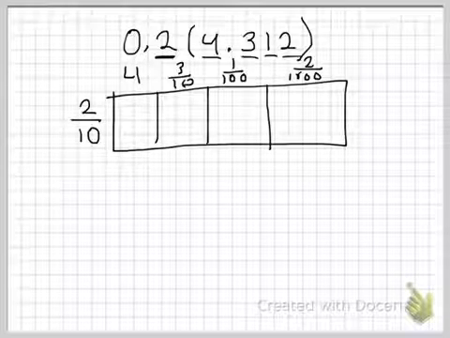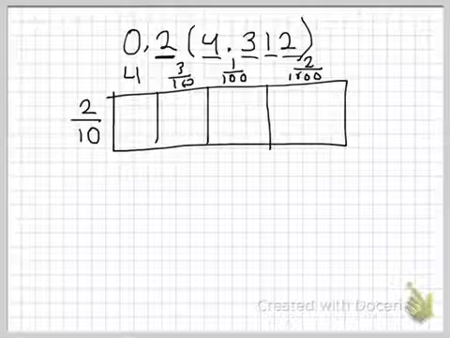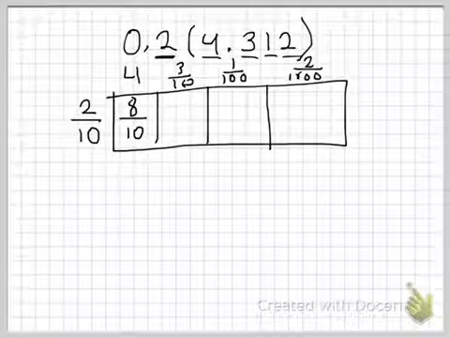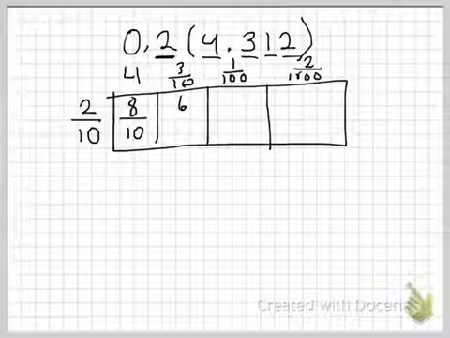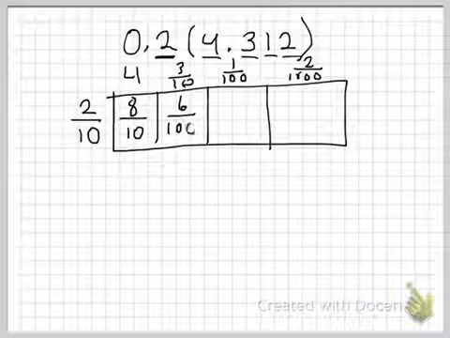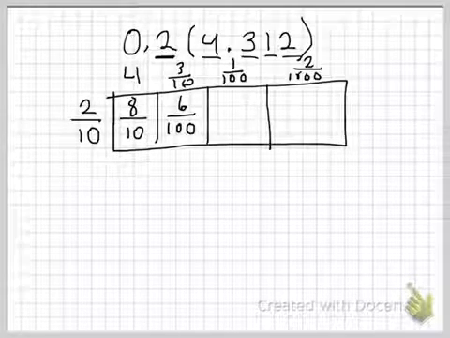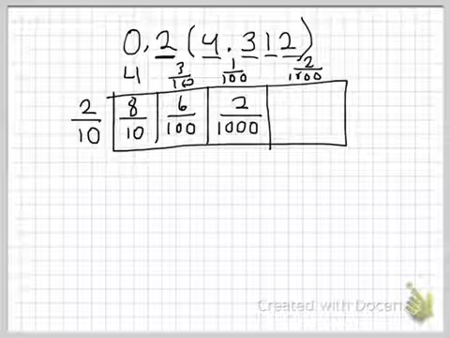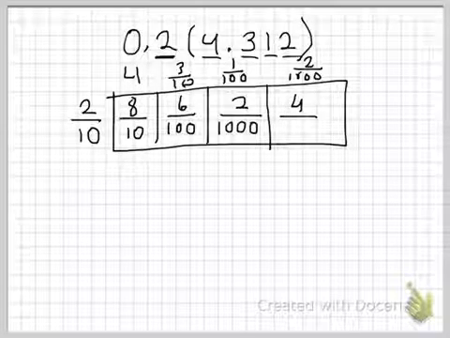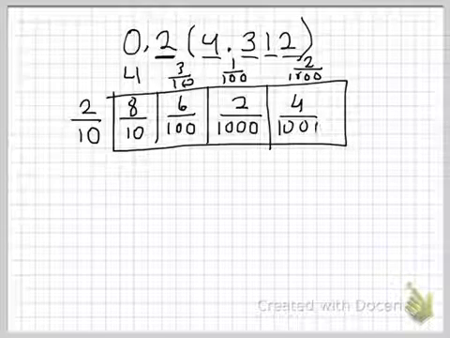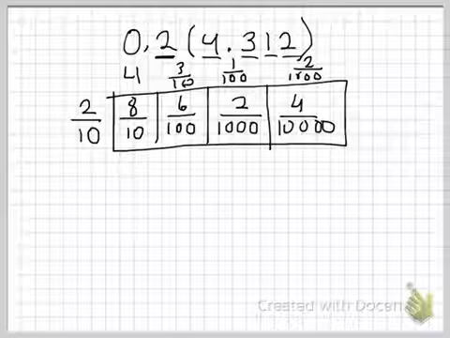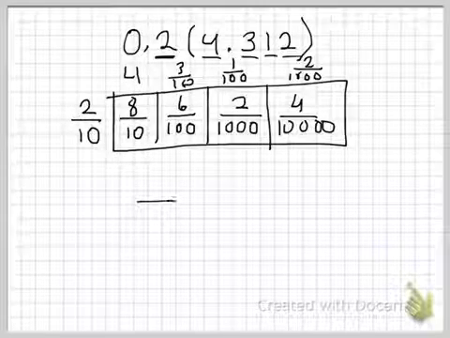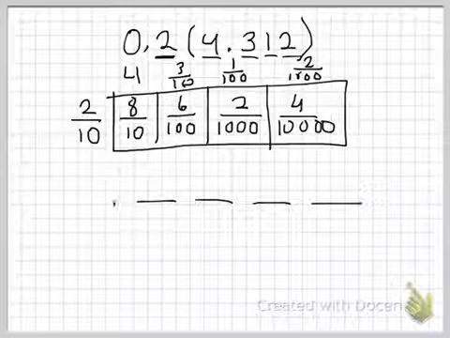When we multiply, I get 4 times 2 is 8/10. 3 times 2 is 6, and 10 times 10 is 100. 1 times 2 is 2, and 10 times 100 is 1,000. And 2 times 2 is 4, and 1,000 times 10 is 10,000.